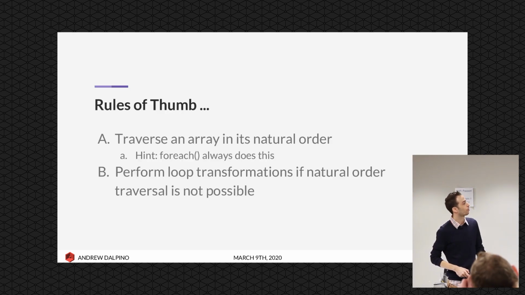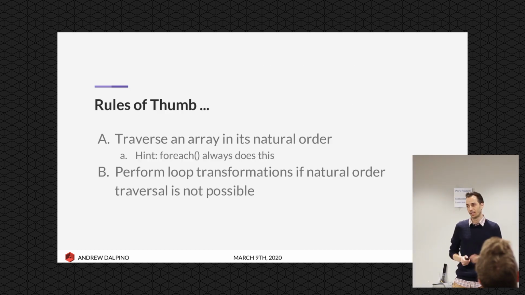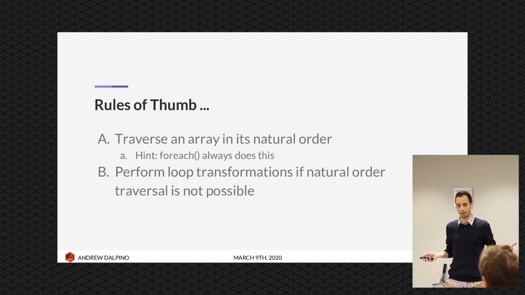Actually, it's this one. Here we go. Rules of thumb. Always traverse an array in its natural order. And here's a hint: foreach always does this. If you're using foreach, you have nothing to worry about. It's always going to traverse the array in its natural order. Also, if you can't do natural order traversal, you can perform loop transformations, either transposing or flipping the inner and the outer loop, to get it that way.